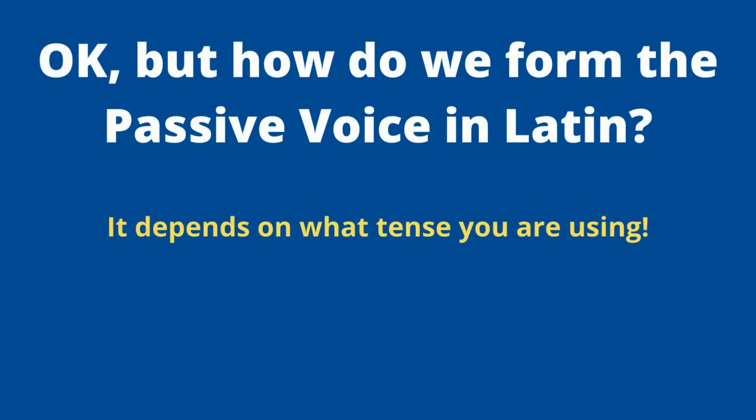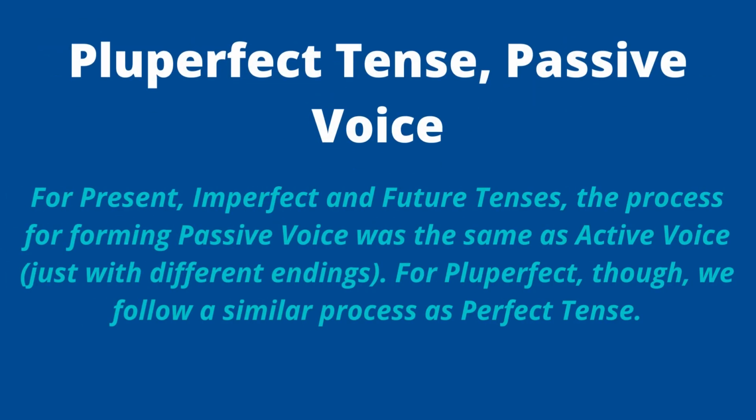So how do we form it in Latin? I've said this before, but it depends on the tense you're using. The first set of videos we did on passive voice were present, imperfect, and future, because for them, the process of forming active and passive voice is basically the same thing. The only thing you're changing is the endings, using passive voice endings. For pluperfect, though, we follow a different process, and it's actually very similar to perfect tense, which is one of the previous videos we made. So pluperfect and perfect kind of go together when you're dealing with passive voice.